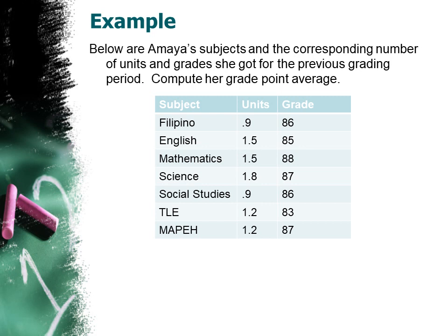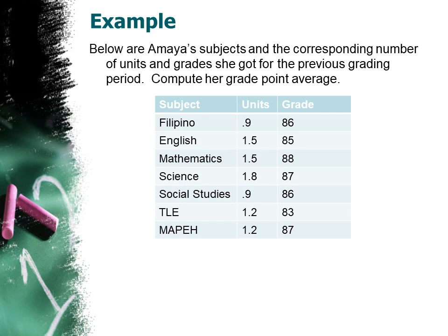So if we are going to interpret this, it means that science is the most important subject based on this example because it has the highest number of units, that is 1.8, followed by English and Math having 1.5. TLE and MAPE follow, we have 1.2. And the last one, siguro based on this example, not all the time naman ha, but based on this example, Filipino and Social Studies ang least na important because their number of units is just 0.9. So the grades are given.